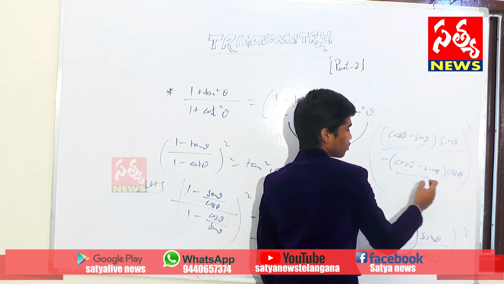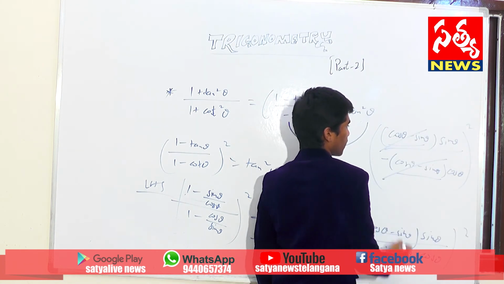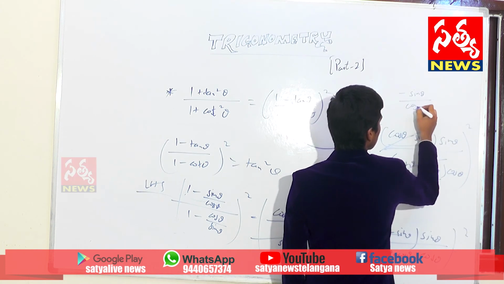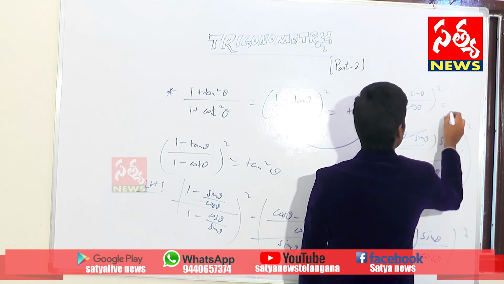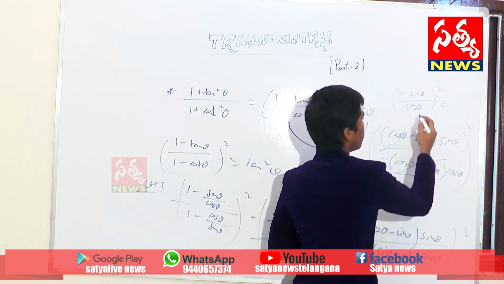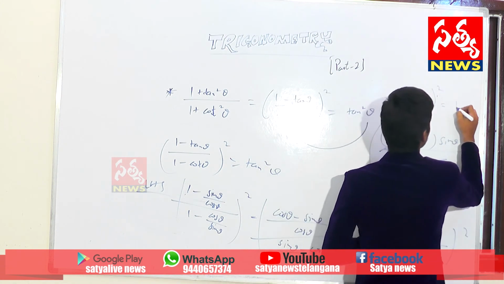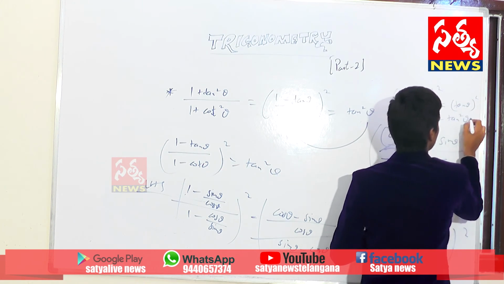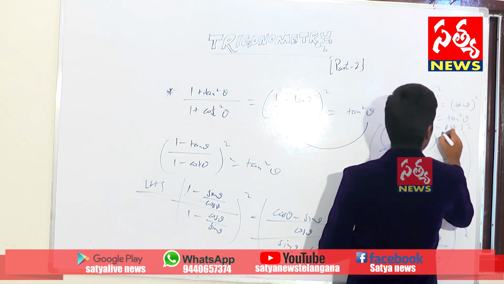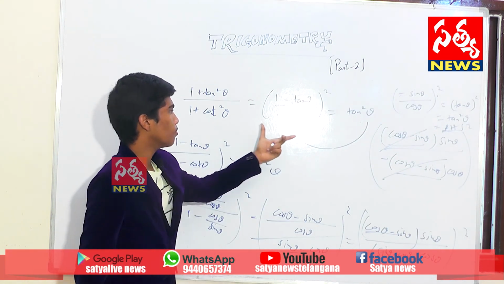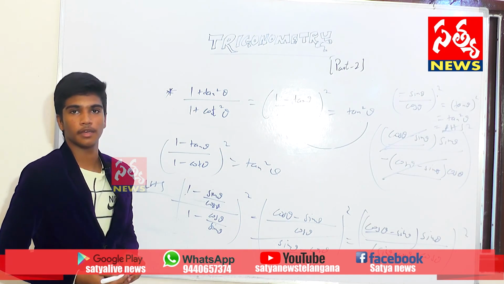Cos theta minus sin theta, cos theta minus sin theta, so this gets cancelled and we get minus of (sin theta by cos theta) whole square. As square is there, minus becomes plus, and sin theta by cos theta is tan theta, whole square, tan square theta, which is equals to RHS, hence proved. We have proved both conditions and hence the answer is done.